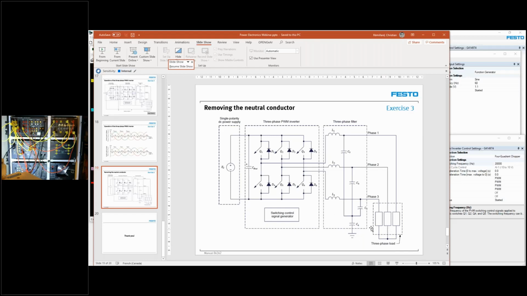Since I am using a motor, I won't need a filter because the motor itself has a filtering effect. So I will be able to connect the output of my inverter directly to the motor.